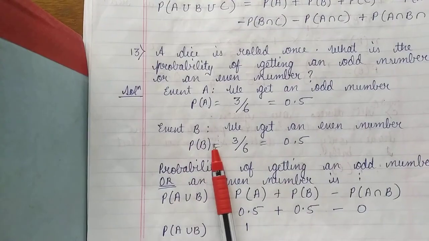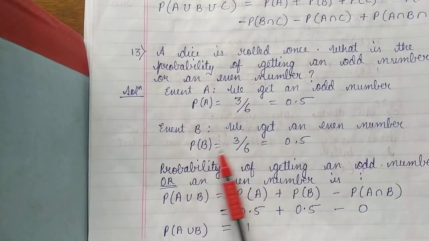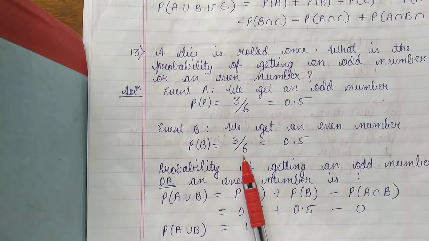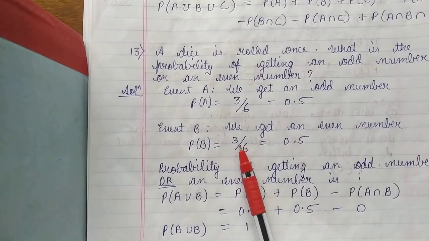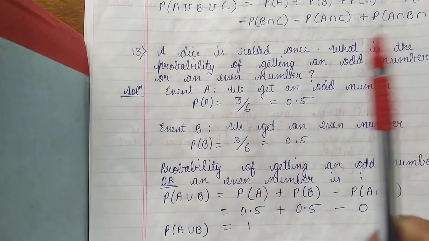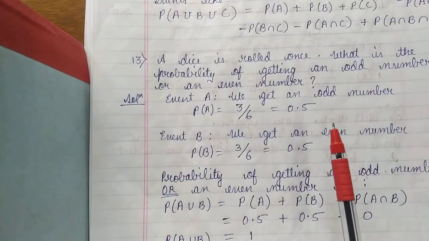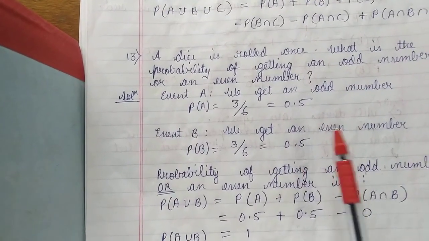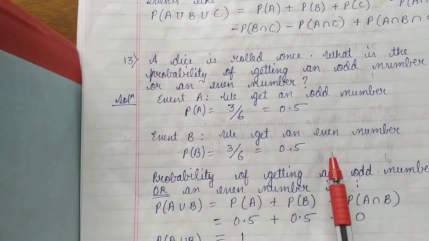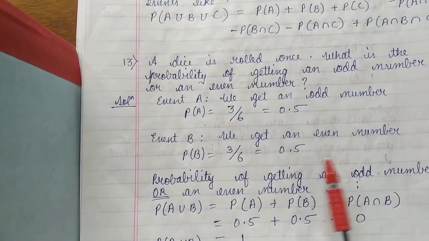Event B, we get an even number. So similarly, we get probability of B is equal to 3 upon 6. So n of S is 6, n of B is 3, which is equal to 0.5. To know all these things, you should know the previous video lectures. If you are not comfortable with the previous video lectures, this becomes a little difficult for you. This was quite straightforward. That is why I have taken it directly without writing any sample space.